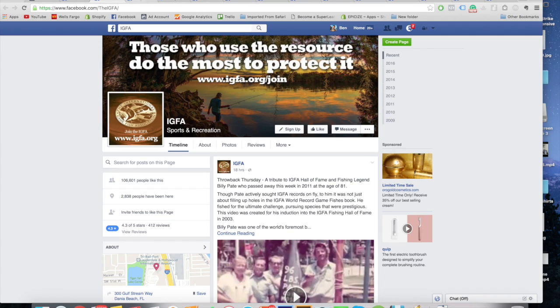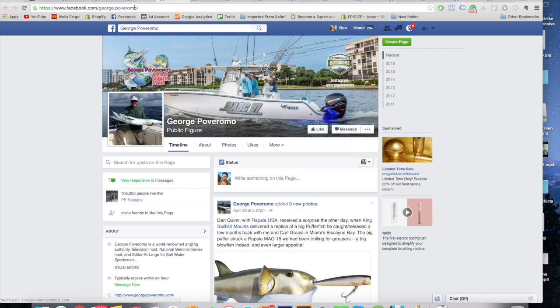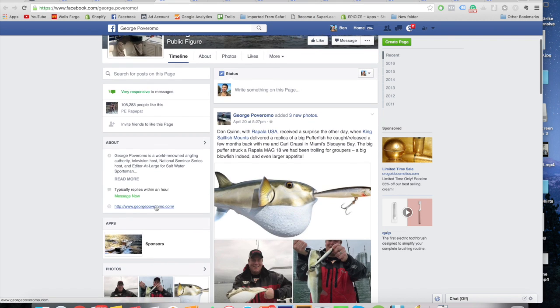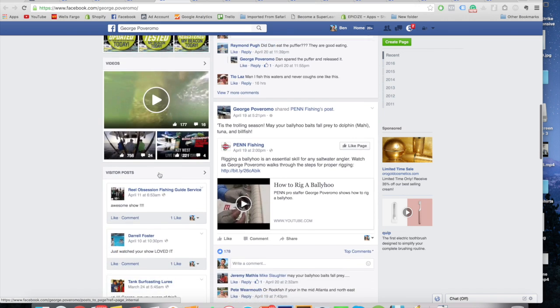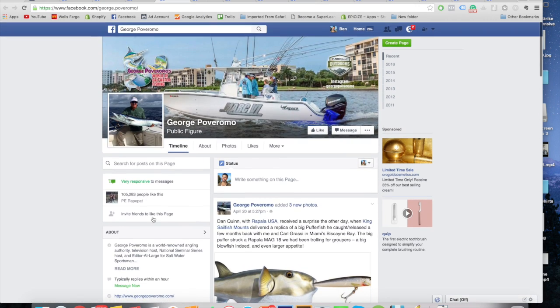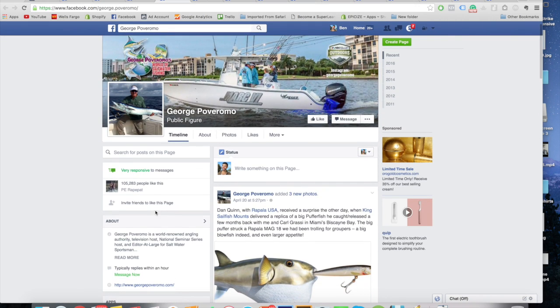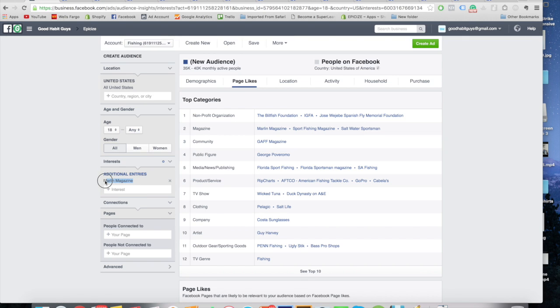This foundation, yeah, I get it here. I'm gonna hear a lot of pages that are related to fishing. Let's see who George Poveromo is. He's a public figure. I guess he's a professional fisher in the fishing sport. Excellent. So let's write him down and let's write the other Marlene magazine.